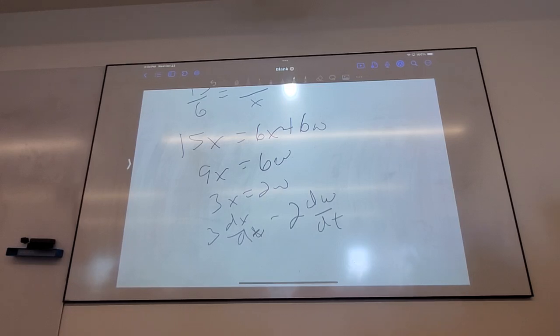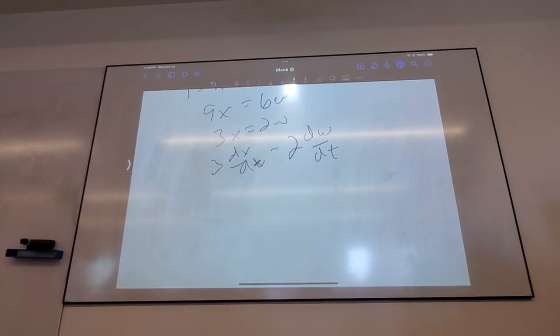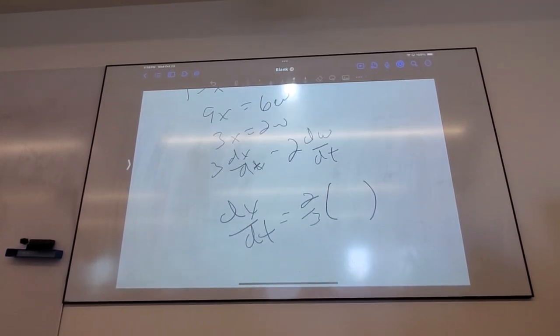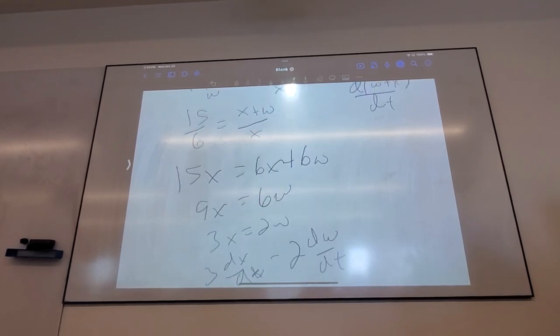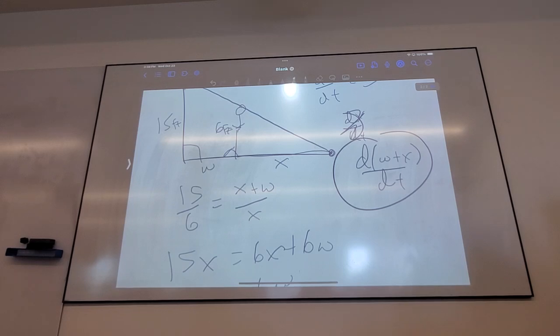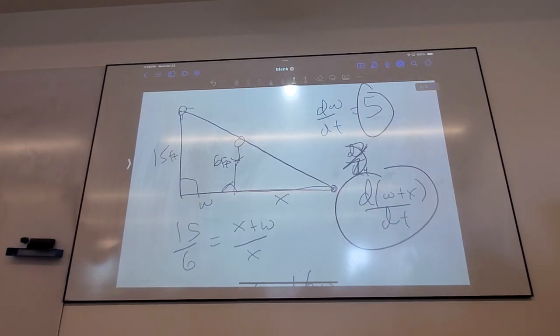Alright. Is that alright? No? So, when you get dx/dt, what was dw/dt? 5. When you get dx/dt, that's not the answer. What's the answer? Yeah, add them together, yes? You already know one of them, you're just figuring out the other one.